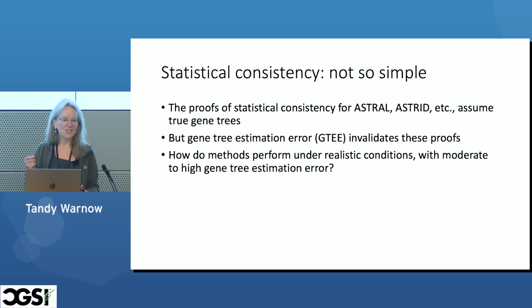You never get true gene trees. Gene trees always have error. Sometimes the error is very high. You can estimate how much error there is by looking at bootstrap support. Bootstrap support is often low in most genes, especially when you're looking at genome-scale data. So how do methods perform when you have gene tree estimation error?